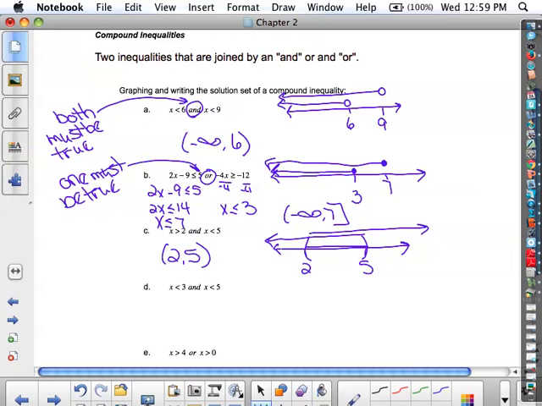D, x is less than 3 and x is less than 5. Okay, because it is an "and", we have to go to where they are both true. They are both true for x is less than 3, so that will be from negative infinity to 3.